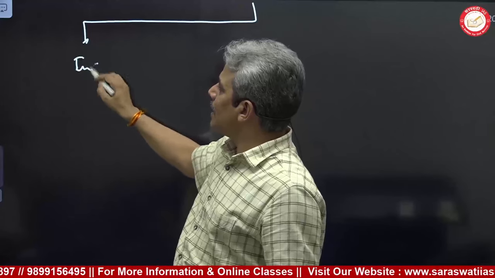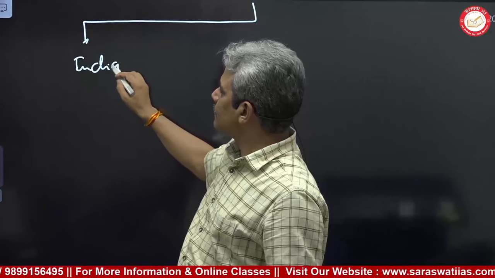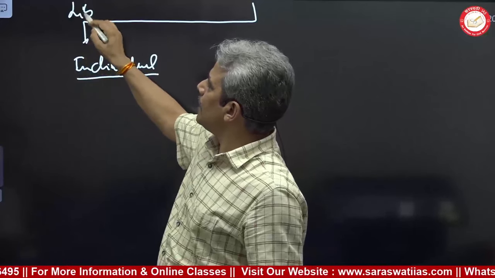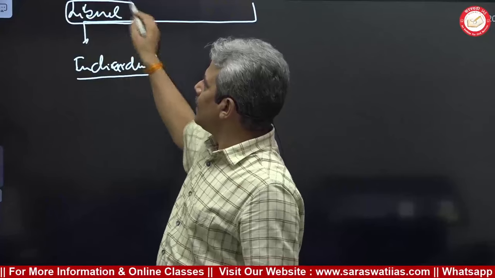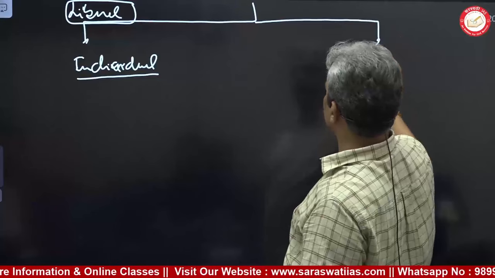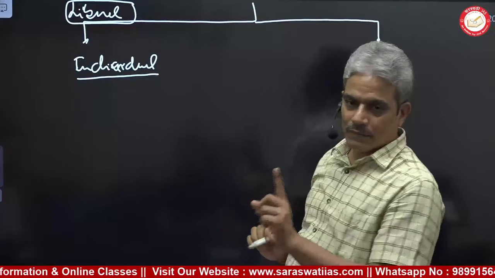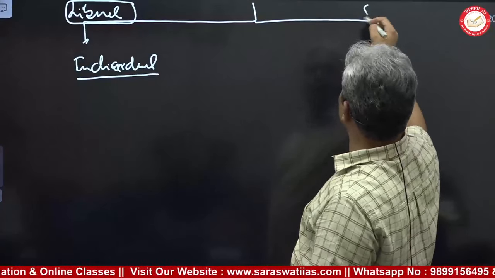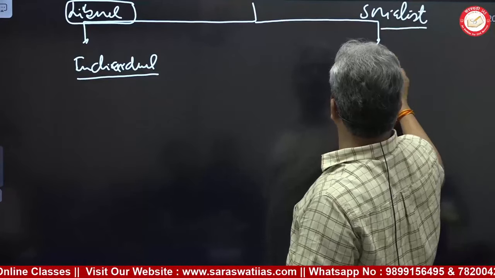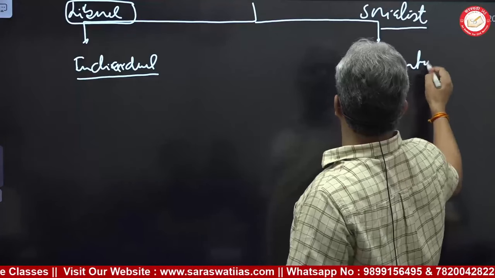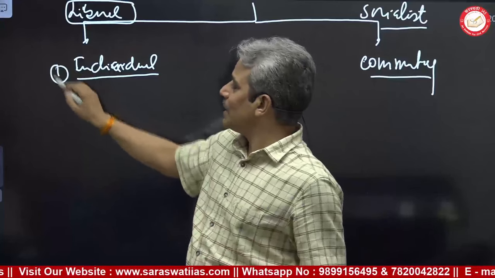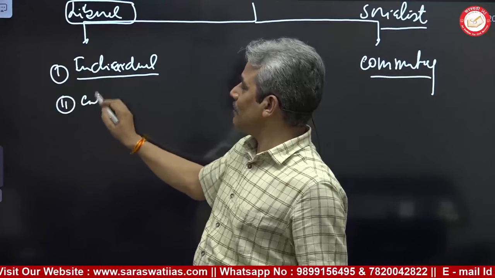If you look at liberal ideology, they are focusing on the individual. What happens in socialism? They are focusing on the community. That is the debate between liberalism and socialism. In liberalism, they are supporting the capitalist economy.